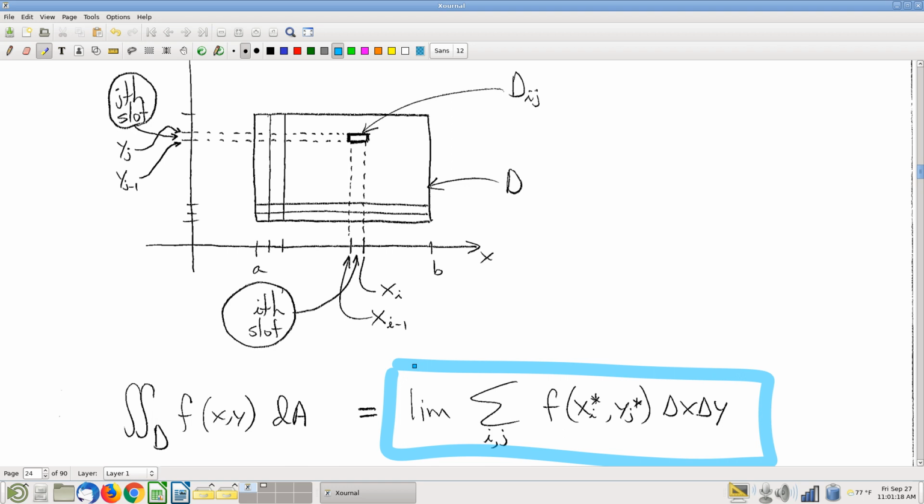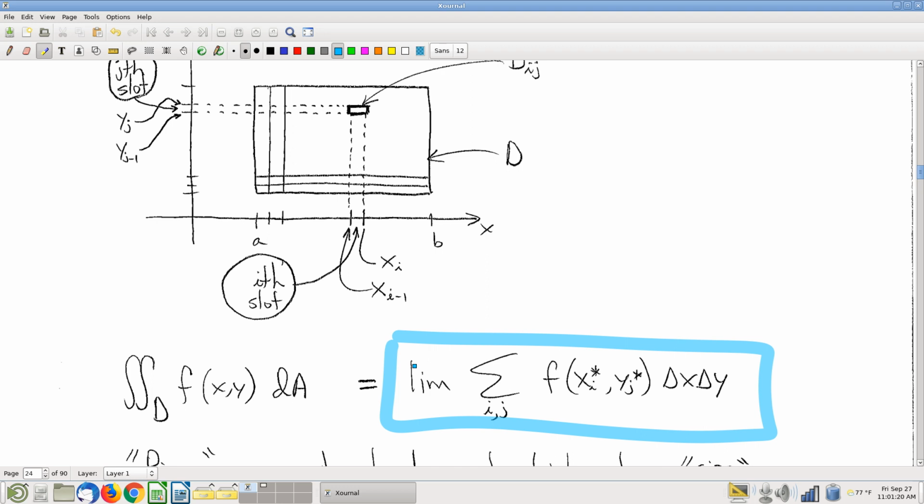Now, how's everybody doing so far? Does everybody see how this, I'm just following kind of the strategy from single variable integrals on the previous page. Is everybody on board with that? Okay. Cool.